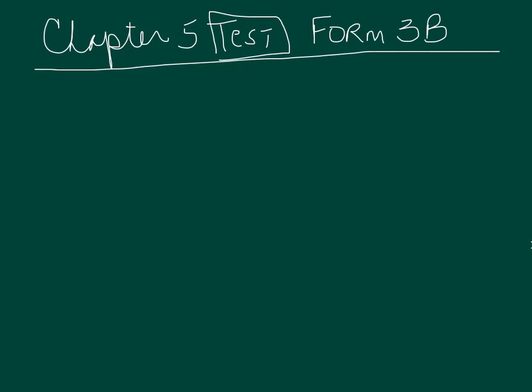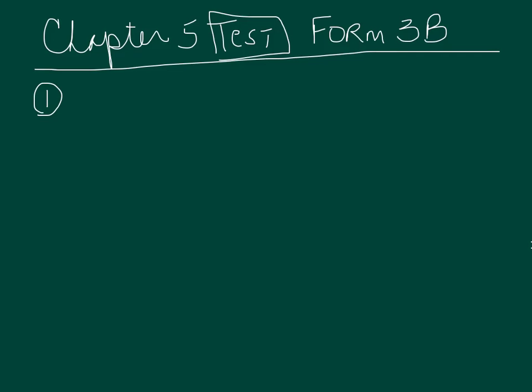Hi, and I'm going over the Chapter 5 test that was given out today on Tuesday, just to make sure that you understand if you've gotten any of these wrong. All right, so it says, name the property of multiplication that is shown by the equation.